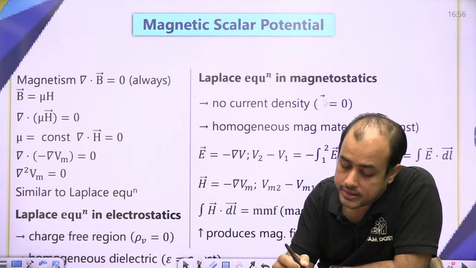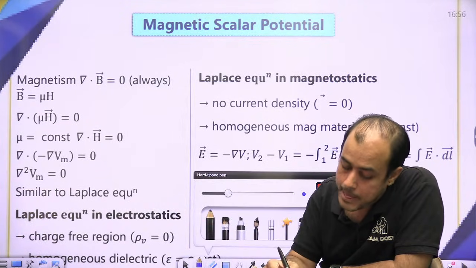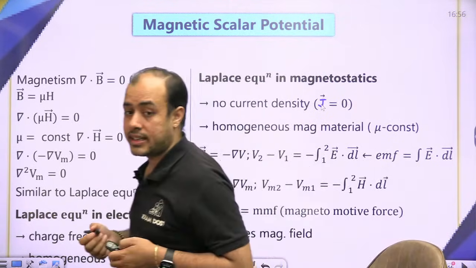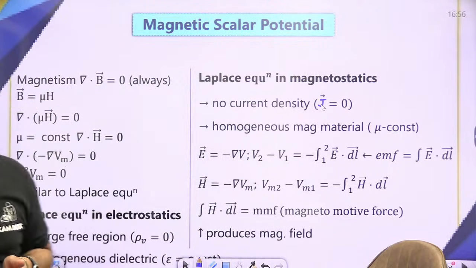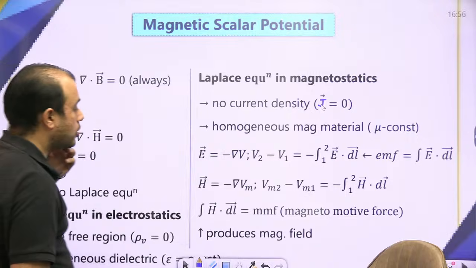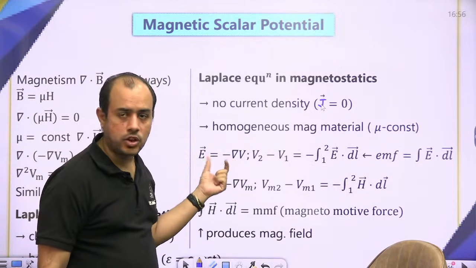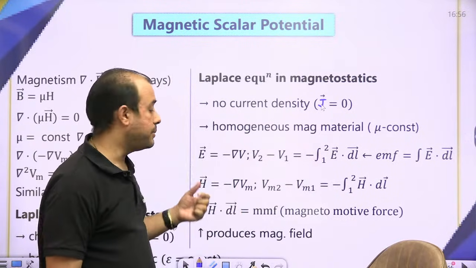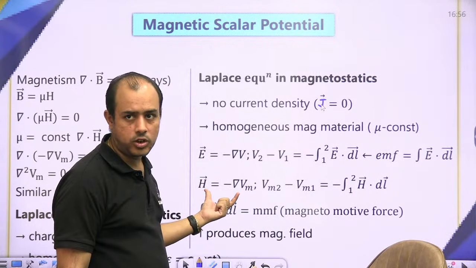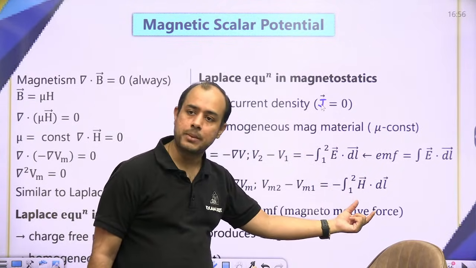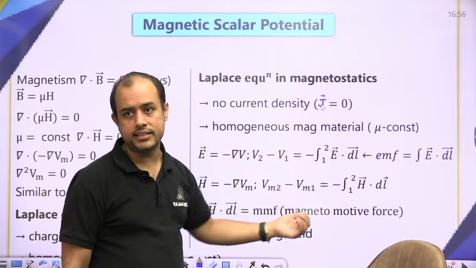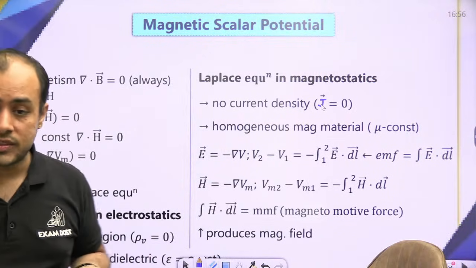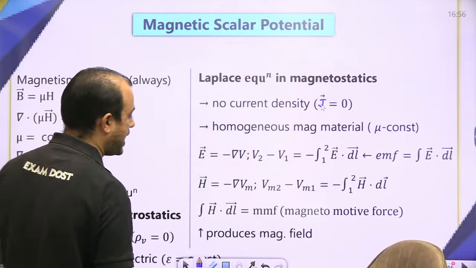When you took mu out as a constant, at that time you assumed that the material is homogeneous. That means mu does not depend on the coordinate. So when you wrote E as minus gradient of V, this was the method of finding potential difference or the EMF. Similarly, when you write H as minus gradient of Vm, this is the method of finding the potential difference, and H dot dl is known as the MMF, magnetomotive force. So just like EMF produces current, MMF produces magnetic field.